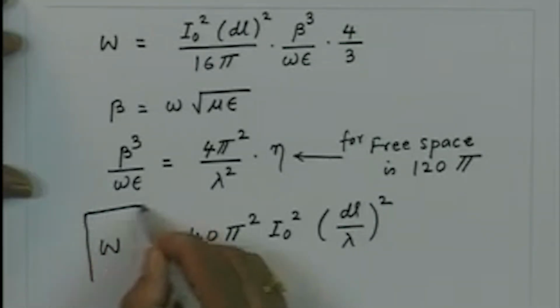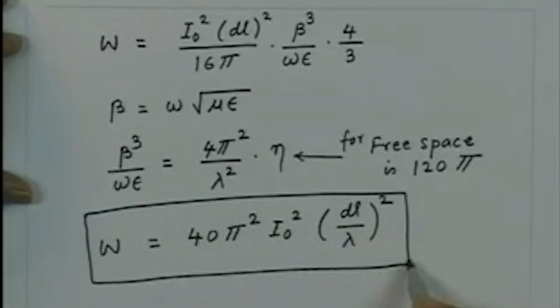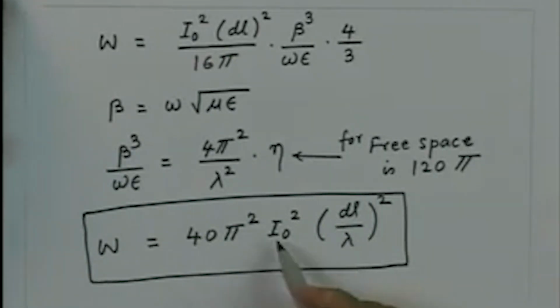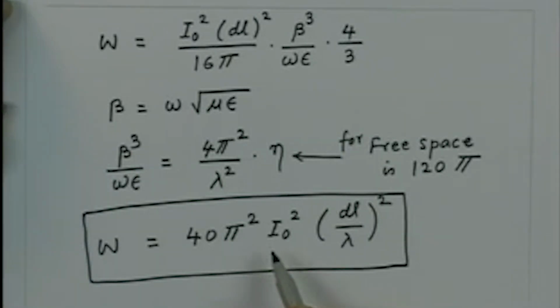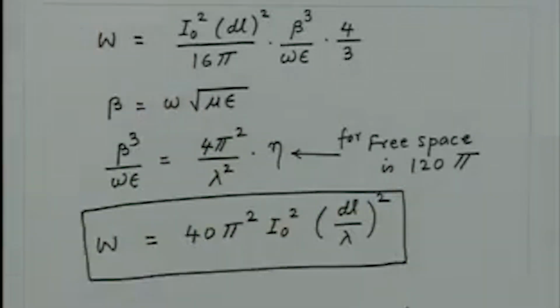So, for a given current I0, remember the I0 is the peak current, because we had taken the variation of the current as I0 e to the power j omega t. So, this I0 is the peak current which is flowing in the current element. The total power radiated will be proportional to the square of the current. That is normally the case whenever we talk about the power being proportional to the square of the current. So, that is true in this case also.